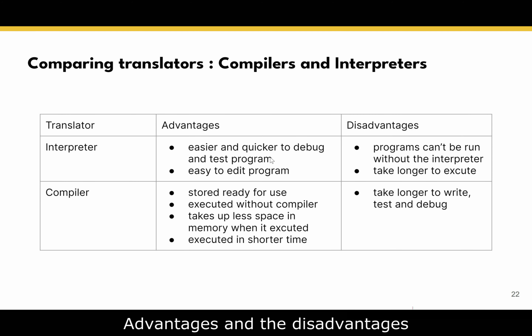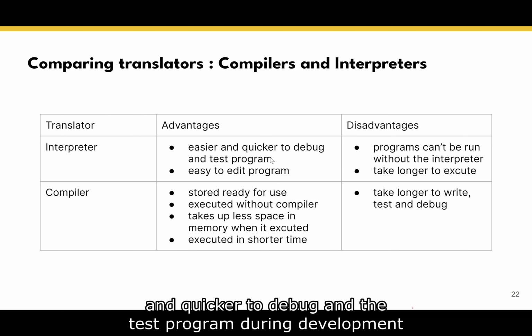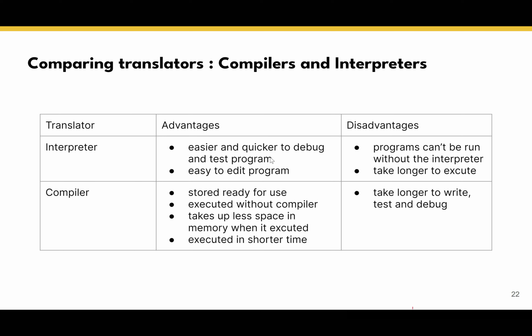The advantages and the disadvantages of compilers and interpreters are compared in this table. Interpreters are easier and quicker to debug and test programs during development, and easier to edit programs during development. But the disadvantages are that programs cannot be run without the interpreter. Programs can take longer to execute.